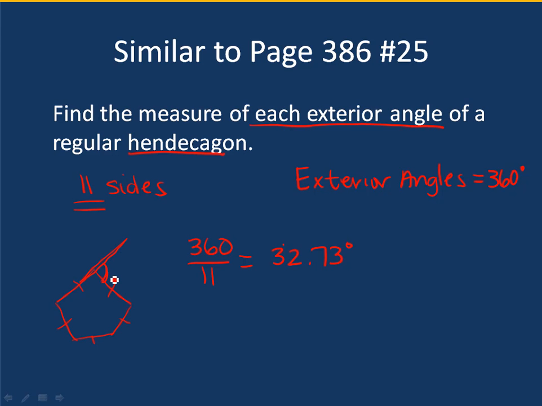And again, this problem works because it's regular. If it were not regular, you would know that they all add up to 360, but you wouldn't know how big each individual angle is because some of them could be bigger, some of them could be smaller. It's all kind of, you're not really sure.